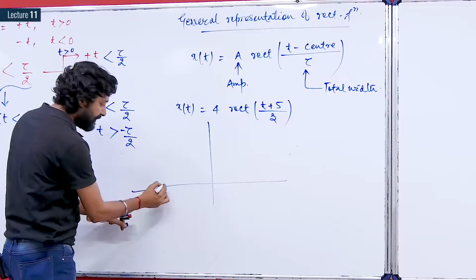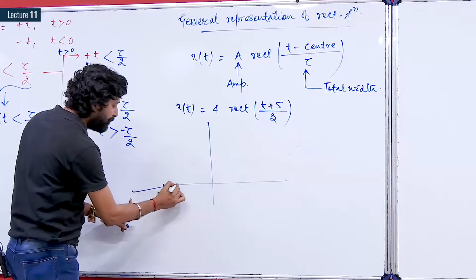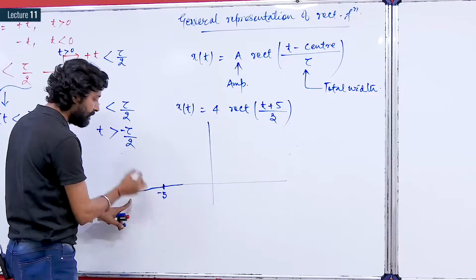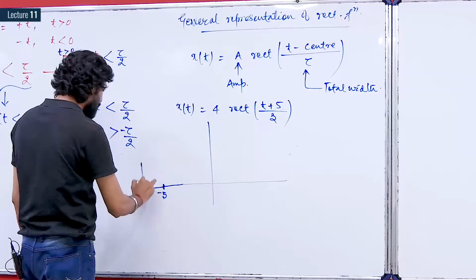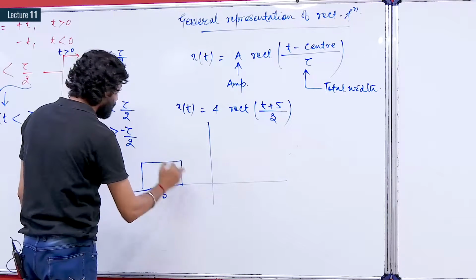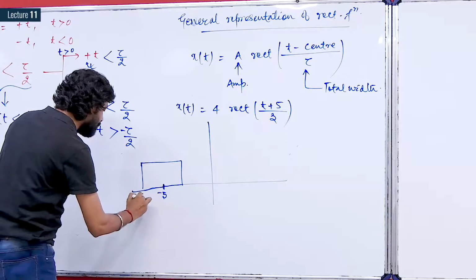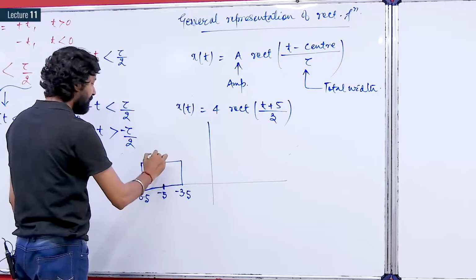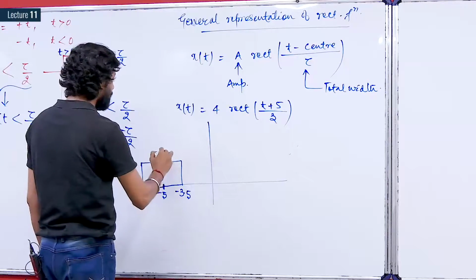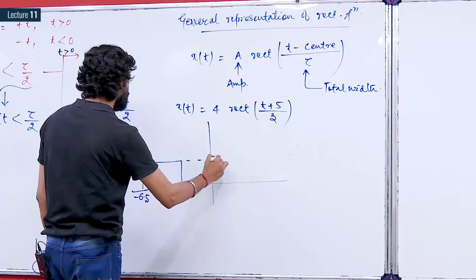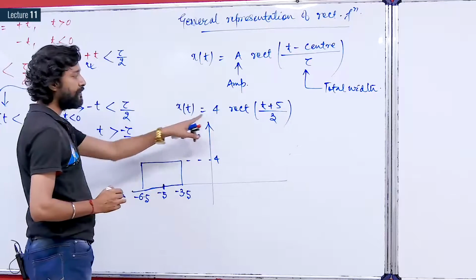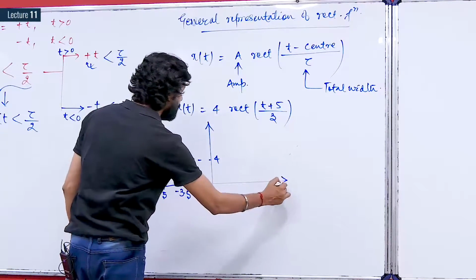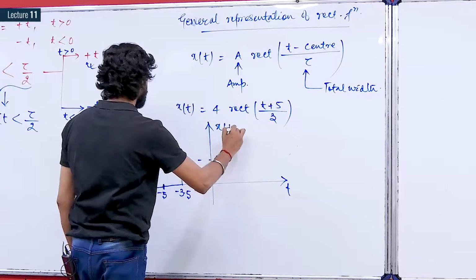It means if this is the center of the rectangle, then you will have to take 1.5 width towards its right side and 1.5 width towards its left side. It means you are now going to draw a rectangle which will exist from minus 6.5 to minus 3.5, and in this duration the value of this rectangle is going to be 4. So you have plotted the signal x of t that is equal to 4 rectangle of (t plus 5) by 3 with respect to t. It is your function x of t.